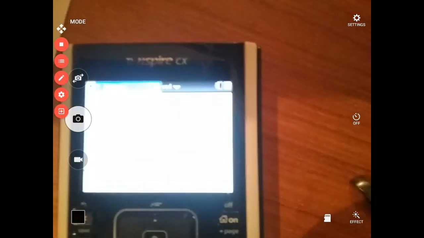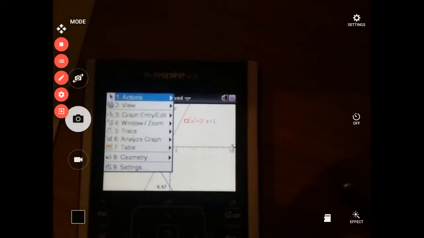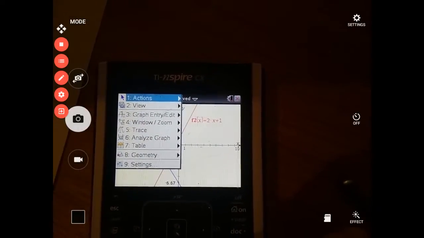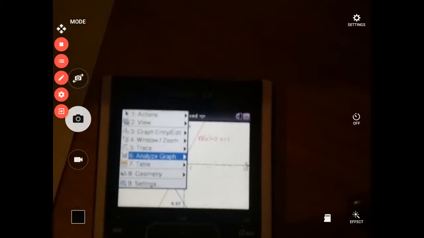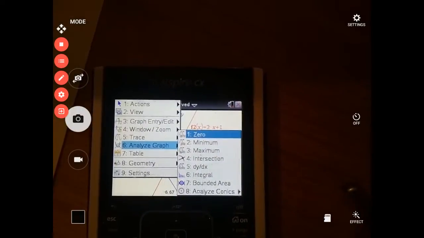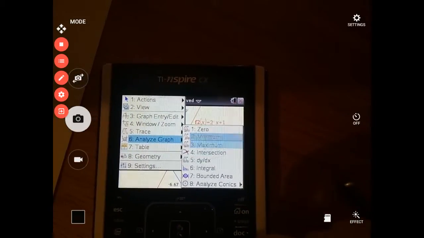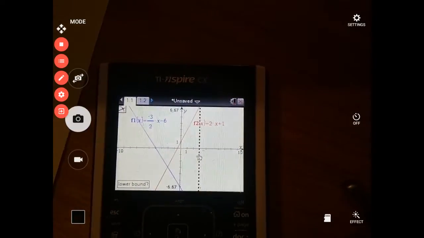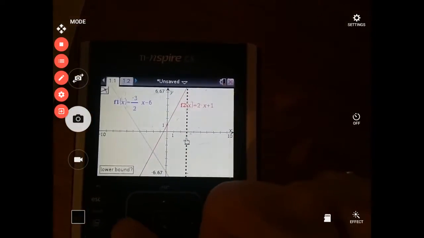So hit the menu. Everything good is under the menu button. So menu, and now what do we want to do with this graph? Well, the menus are kind of specific, so we want to analyze the graph. We want to do something with it. Okay, so that's menu item 6, and then intersection is number 4. So for next time, we could just go menu 6, 4, and it would get us right to here.